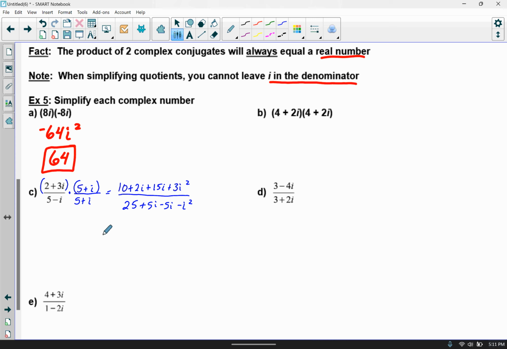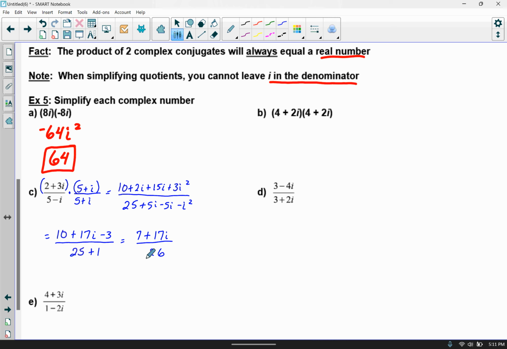All right, let's keep cleaning up. So let's see, up top I've got 10 plus 17i minus 3. On the bottom, the 5i's cancel out, and I'm left with 25. I squared makes that negative 1, positive 1. Clean up one more time, so I have 7 plus 17i over 26.